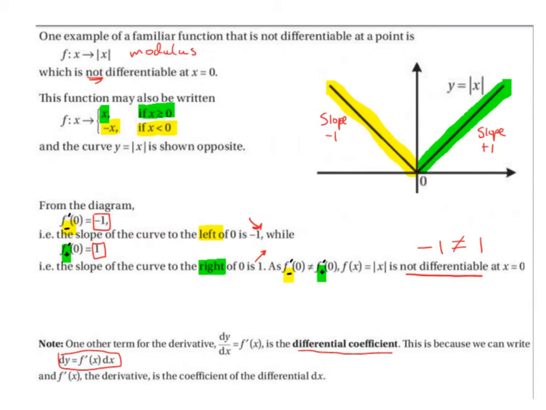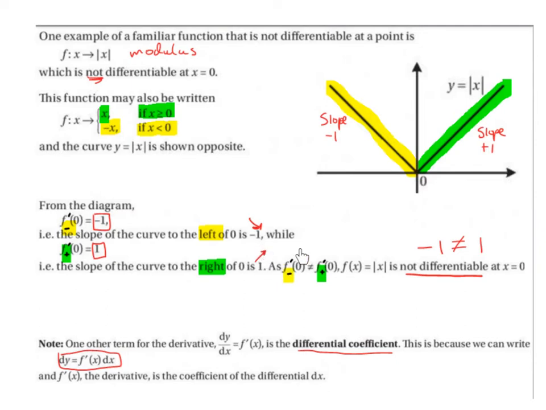From the diagram, f prime 0 from the left is equal to minus 1. So basically the slope of the curve to the left of 0 is minus 1. So it's going downhill, it's a negative slope. While f prime 0 positive, or from the right, is equal to positive 1. So the slope is going uphill. With a slope of 1 going uphill, it's a positive slope, i.e. the slope of the curve to the right of 0 is 1.